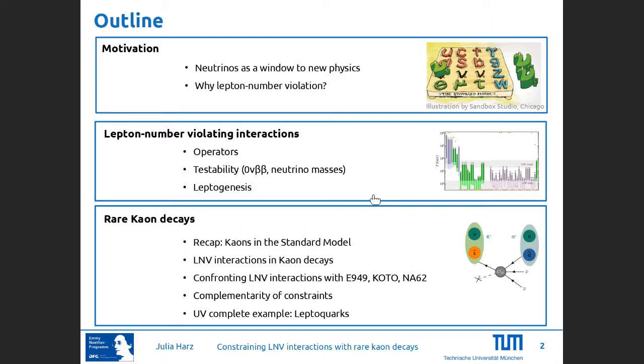The last and main part of my talk will be about the rare kaon decays. I will give a short recap about the rare kaon decays in the standard model. I will talk about lepton-number violating interactions in kaon decays, how one could potentially test them with experiments like E949, KOTO, or NA62. I will talk about the complementarity of different constraints, and in the end, I will give an outlook to a possible UV-complete model with respect to leptoquarks.